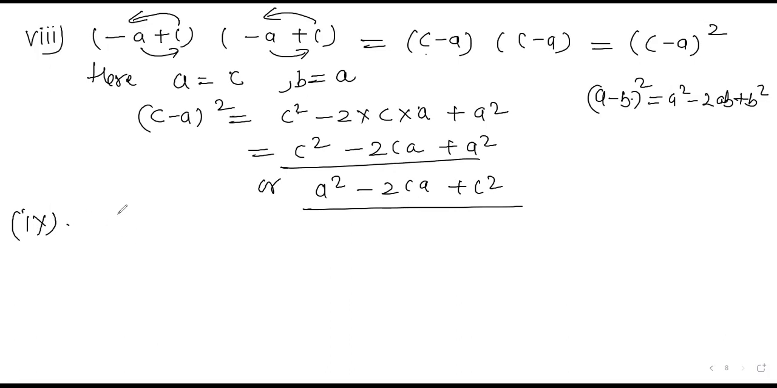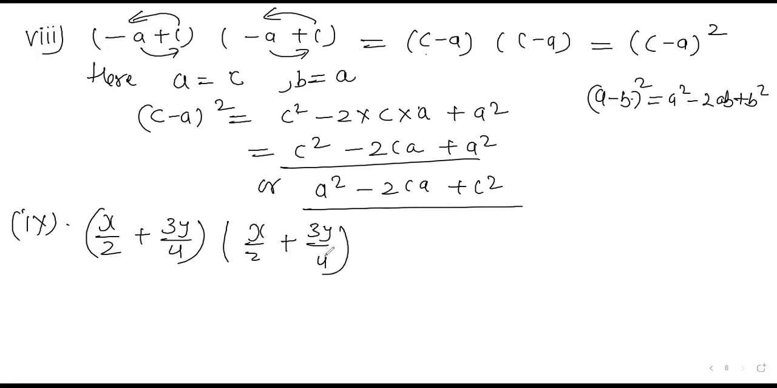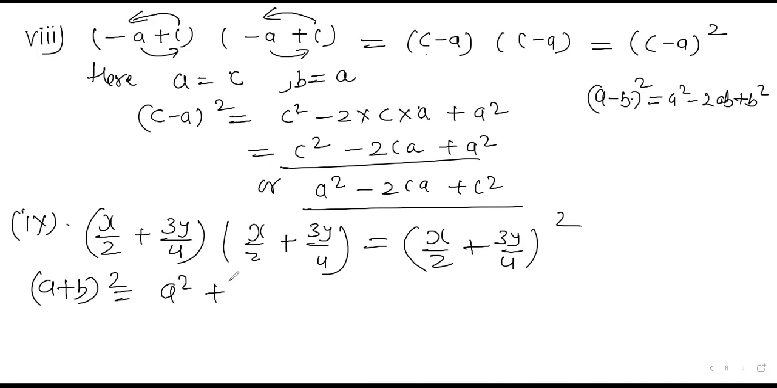Let us move on to the 9th part, that is x upon 2 plus 3y upon 4. Both the terms are the same, so you will simply write x upon 2 plus 3y upon 4 whole square. Now you know that a plus b whole square is a square plus b square plus 2ab, or I may have written 2ab earlier, means this way. So use this identity: in place of a, that is x upon 2, in place of b, that is 3y upon 4. Now I am solving this one.